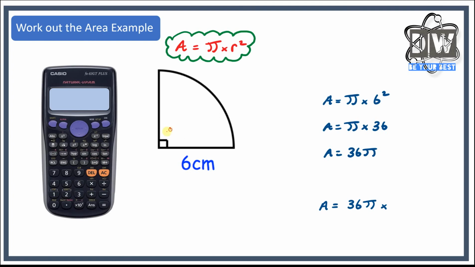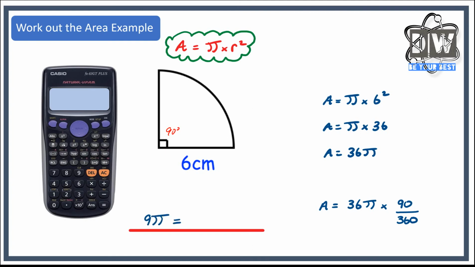Remember, I've got 90 degrees here. So therefore, I can take my 90 degrees and I can place it over top of 360. And that is going to give me my answer in pi. So I write that down, don't I? Yeah. What do we have on our calculator? We have the 9 pi.